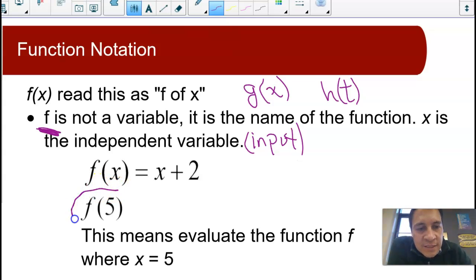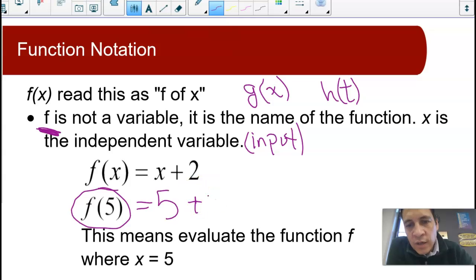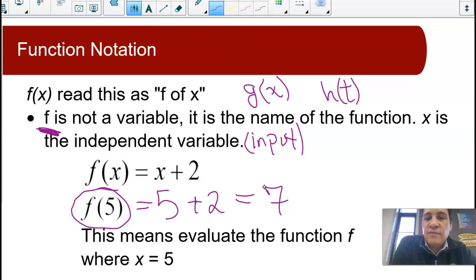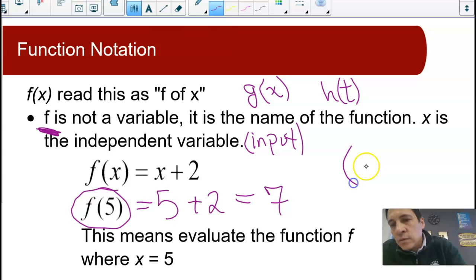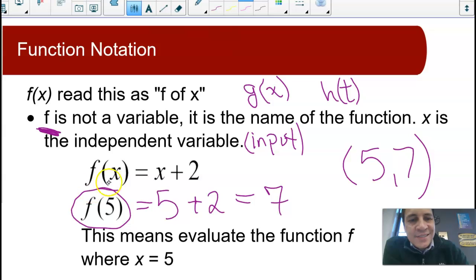So when I see this, f of 5, it does not mean f times 5. What it means is evaluate that function f, right, when x is equal to 5. So I take out the x, I put in the 5, and now I have to add 2 because that's what my function told me to do. That function f at 5 is going to be equal to 7. The input will be 5. The output will be 7. This f of x part, this is like the y coordinate of your ordered pair, right?